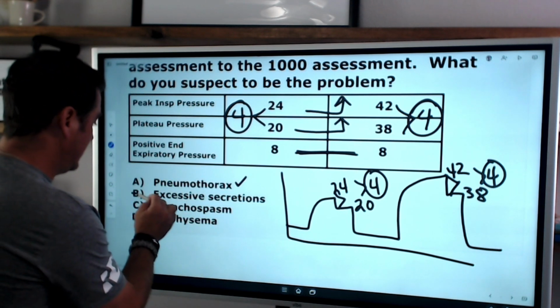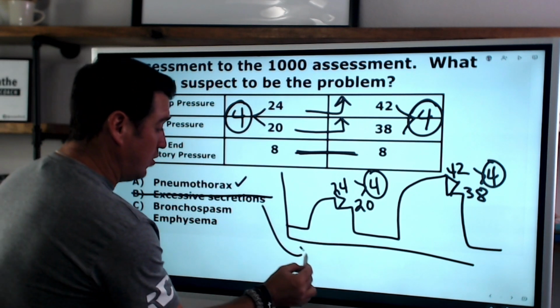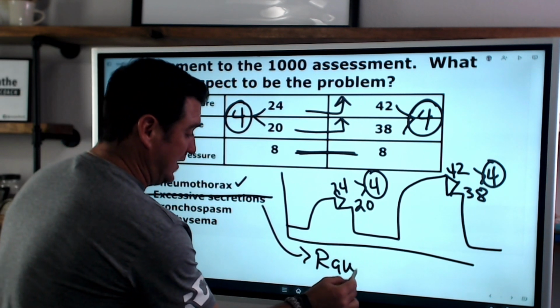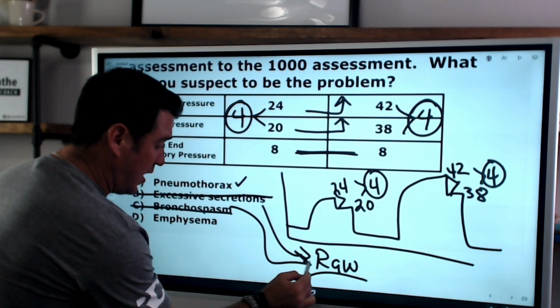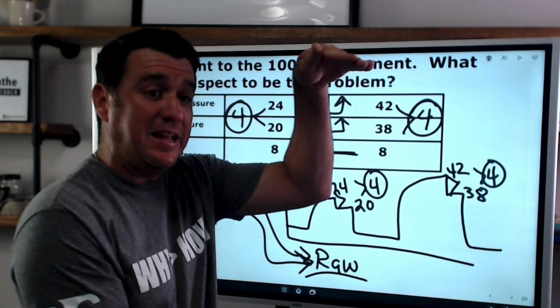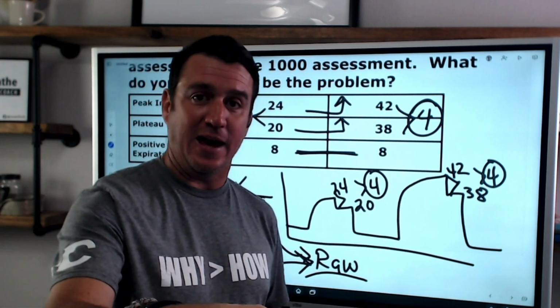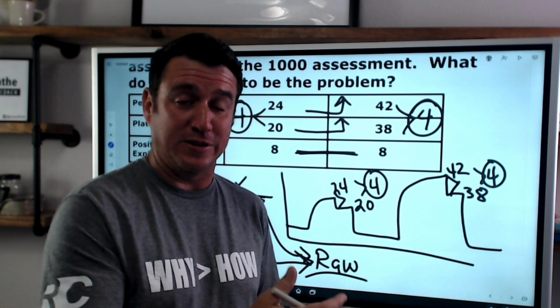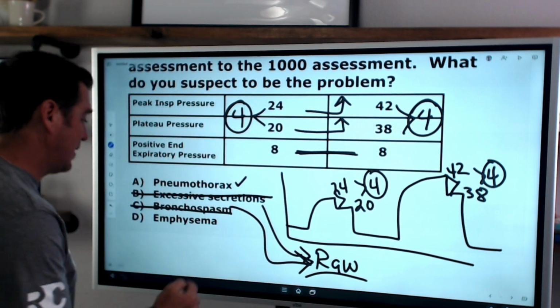Excessive secretions. Nope, because excessive secretions equal airway resistance. Bronchospasm. Nope, because bronchospasm is airway resistance, and we will see an increasing gap between our PIP and our plateau. We don't see that. PIP and plateau difference has remained the same. So it's not an airway resistance problem.